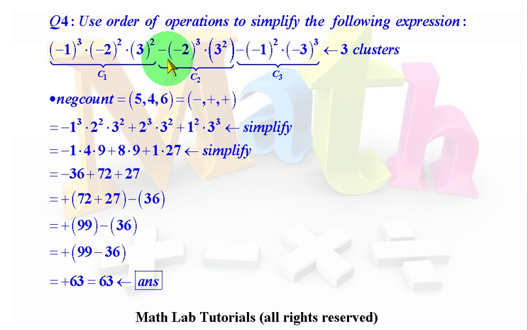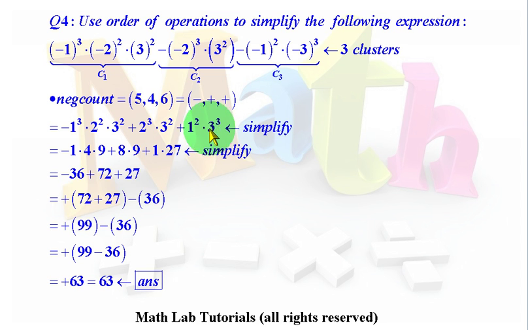Let's look at the second cluster. We know it's positive right there. Second cluster is positive. And then we disregard all the negatives, henceforth. Write down 2 to the power 3, drop it down. 3 to the power 2, drop it down. The third cluster is positive, so we put a plus sign down. And then we drop all the negatives. We have 1 to the power 2. And then 3 to the power 3.